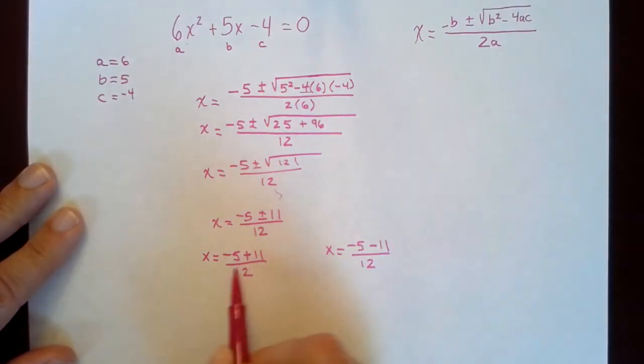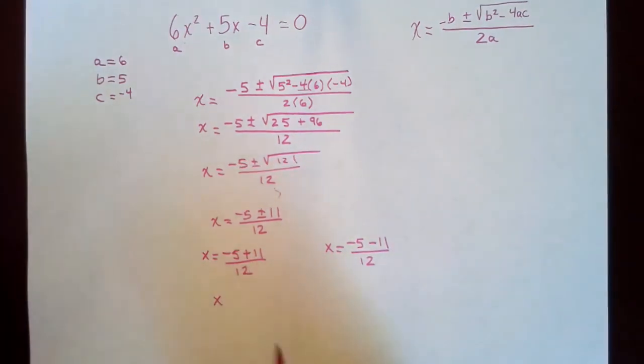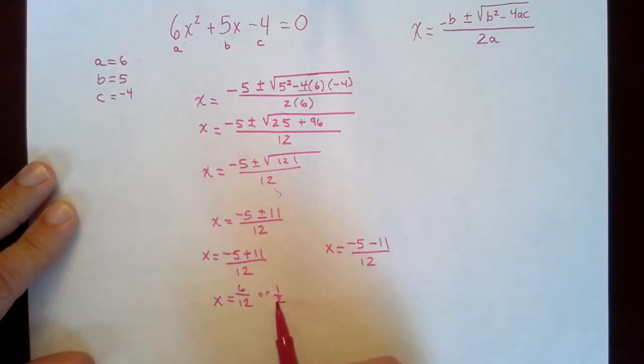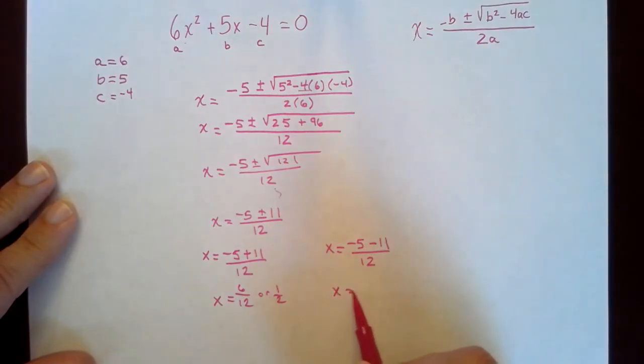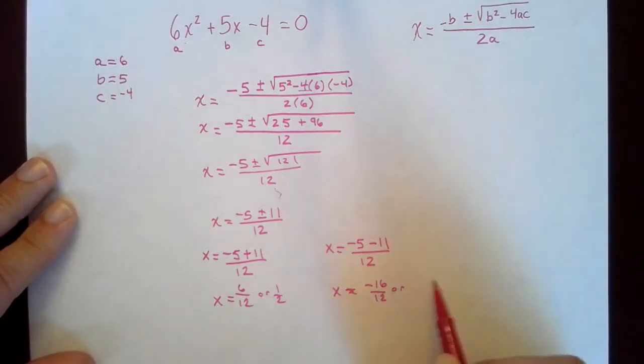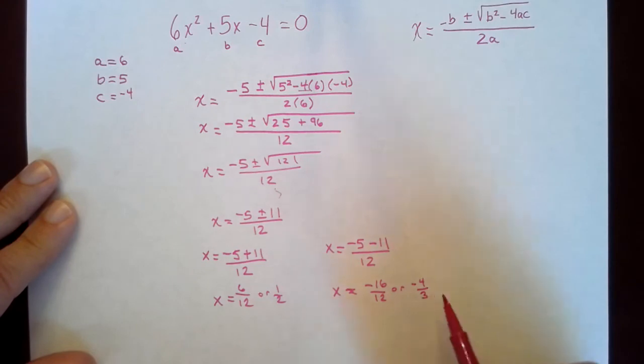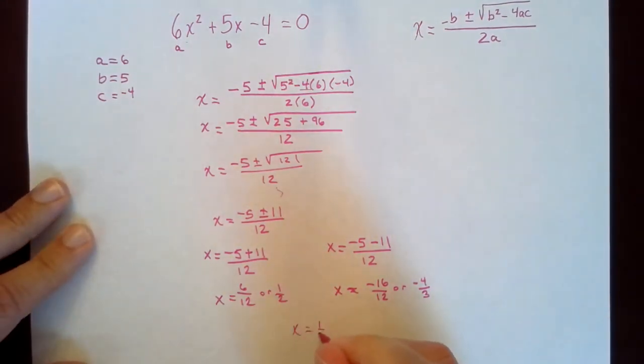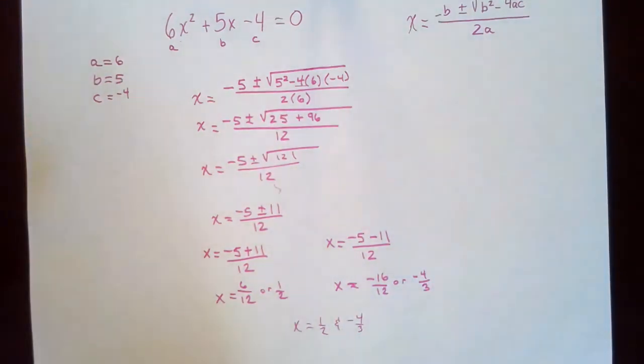Now I'm going to figure out these values here. x can be negative 5 plus 11, which gives me 6 over 12, or 1/2. So one of my solutions is 1/2. Or x equals negative 5 minus 11, which gives me negative 16 over 12, or simplify that to negative 4/3. So my two solutions are 1/2 and negative 4/3.